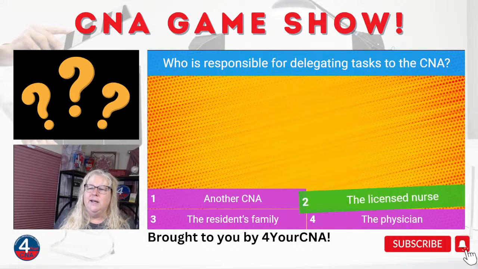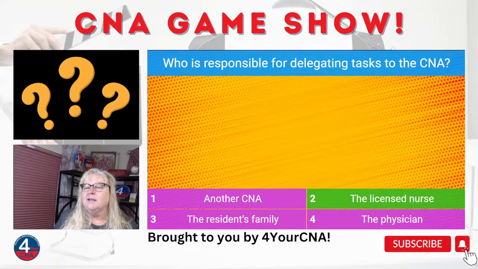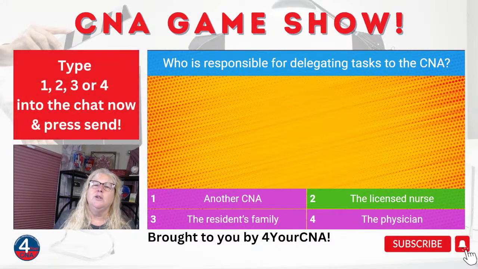So the right answer here is a licensed nurse. This is called our chain of command. Nurses assess patients. This is the nursing process. Nurses assess patients, write out care plans. Care plans give us tasks to do. While we're doing those tasks, we make observations, report them back to the nurse. The nurse reassesses the patient and modifies care plan. This is the whole care planning process.